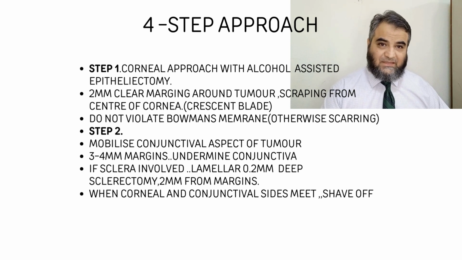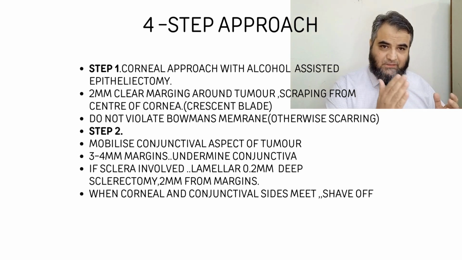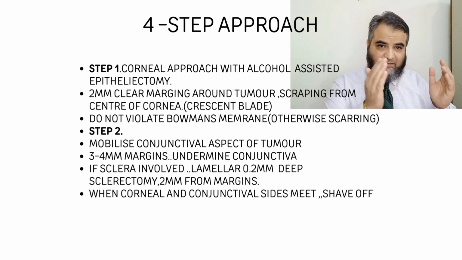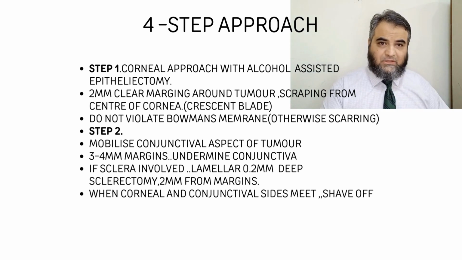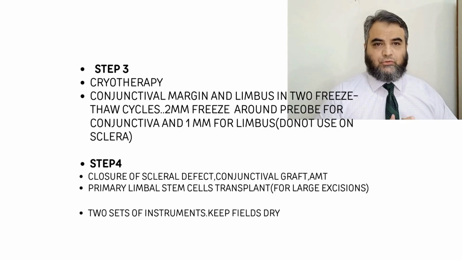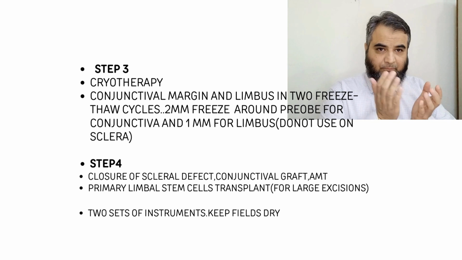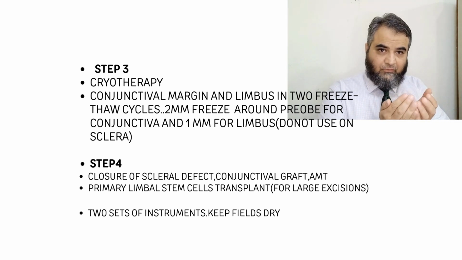But if we see that the sclera is also involved, then 0.2 millimeter of the sclera is also taken along with it, that is, a sclerectomy is also done. So from these two sides, the cornea side and the conjunctival side, it is shaved off. And once these two sides meet at the limbus, then it is all taken in one chunk. As I told you, we remove the whole chunk from the corneal and the conjunctival side.